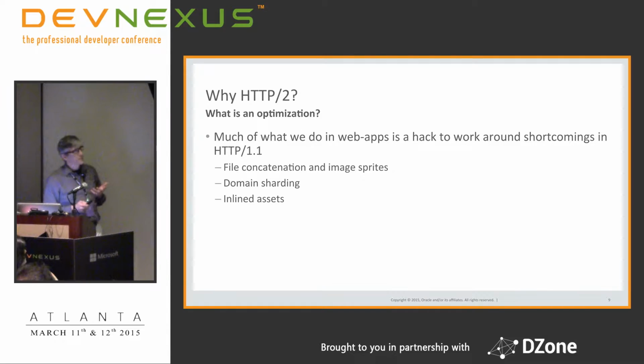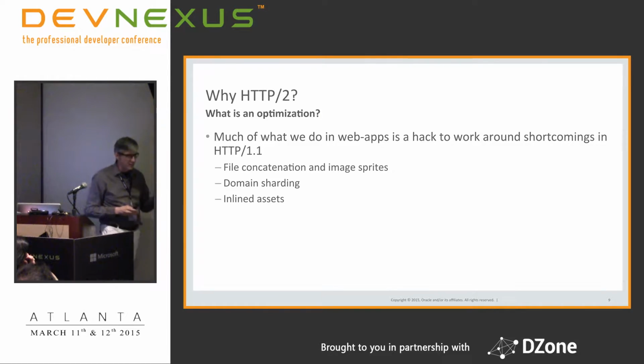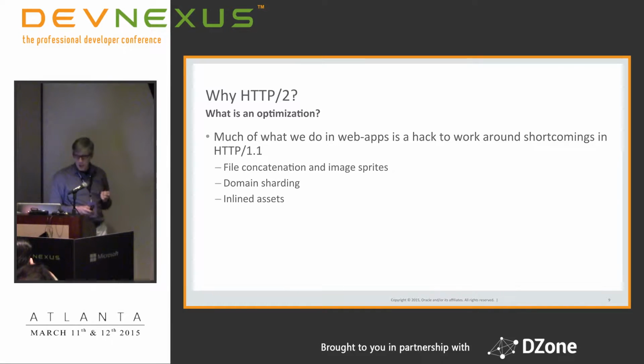So, what are some of the other optimizations that we can do here? This head of line blocking problem, this socket reuse or socket usage problem. I'm going to talk about a few approaches that web developers have adopted. Specifically, file concatenation and image sprites, domain sharding, and the use of inlined assets.